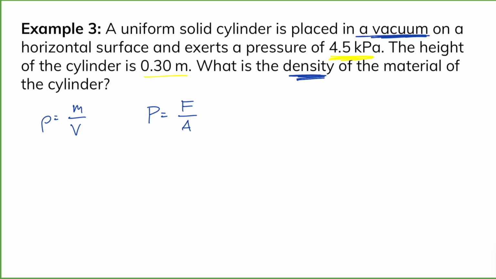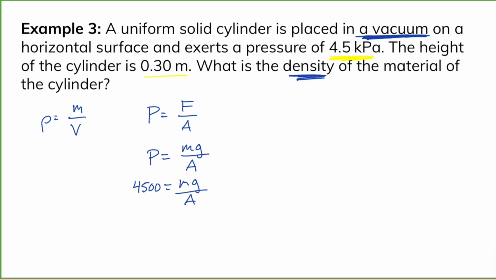And if I think about this carefully, this object is in a vacuum, so the only force acting is the downwards gravitational force. So the pressure is being created by that. So the pressure is going to be equal to mass times gravity over A. And we know that the pressure is 4,500 pascals. So I have sort of a formula here.